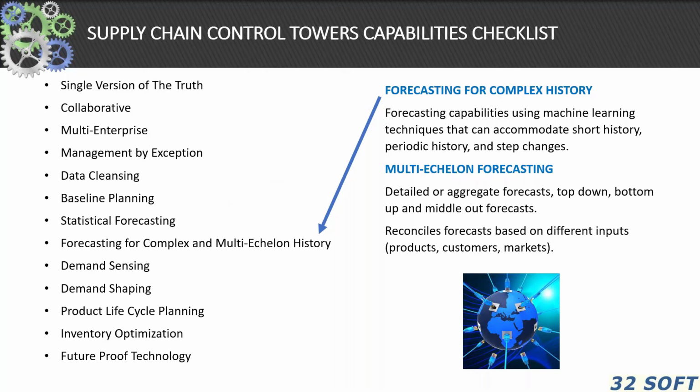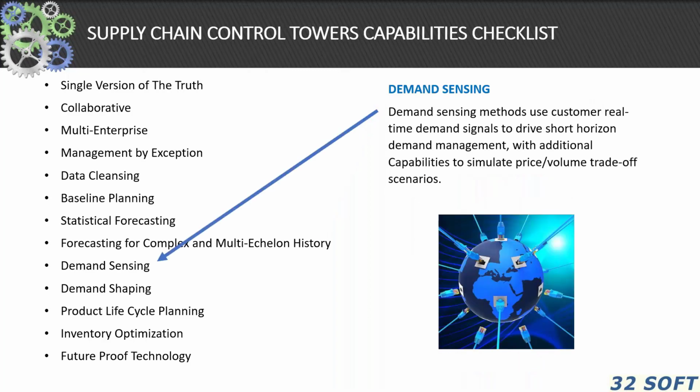Supply chain tower and planning forecasting capabilities use machine learning that can accommodate short period horizons, step changes across middle entities, and multi-echelon forecasting levels, detailing and aggregating forecasts top down and bottom up, and from the middle up and down. Complex forecasting reconciles forecasts based on different incidents, such as events, products, customers, environments, and markets.